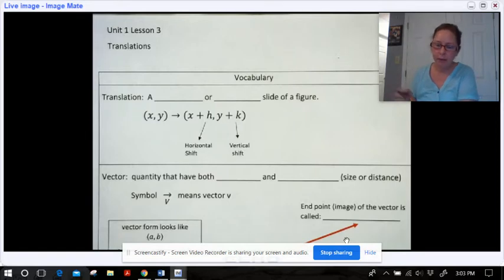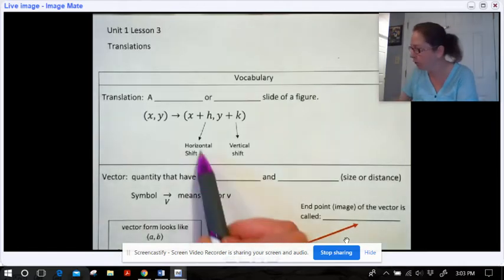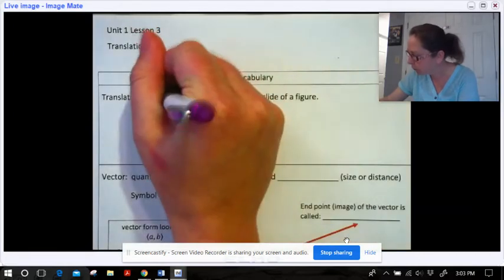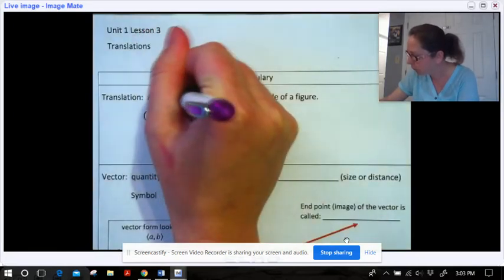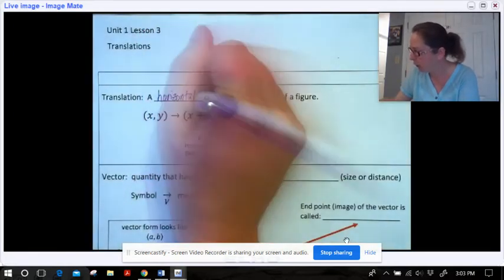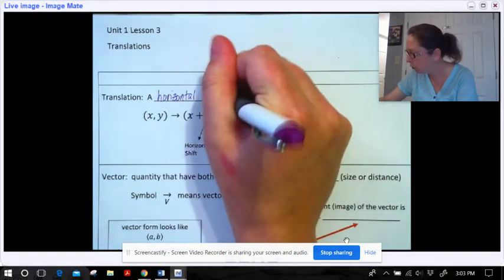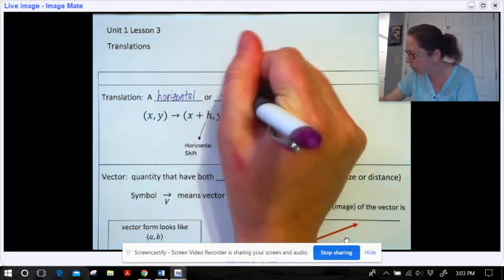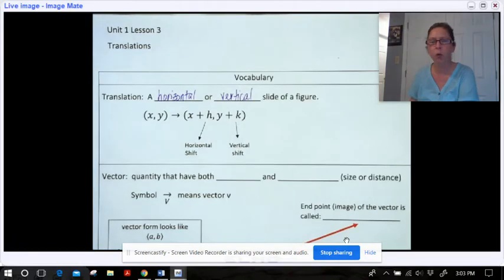A translation is a vertical or a horizontal shift. Actually, I'm going to write horizontal first. So a horizontal shift or a vertical shift. Just a quick reminder, horizontal goes left and right, vertical goes up and down.